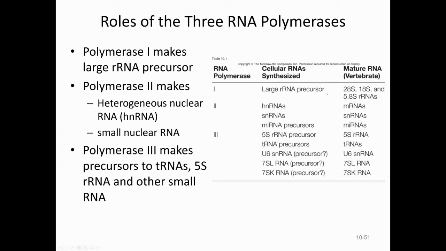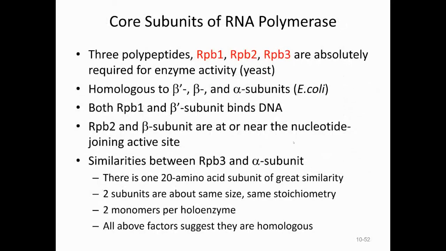Polymerase 1 synthesizes large ribosomal RNA, including 28S, 18S, and 5.8S ribosomal RNA. Polymerase 2 synthesizes messenger RNA and also heterogeneous nuclear RNA, and small nuclear RNA. And then polymerase 3 makes the precursor to the tRNA, 5S ribosomal RNA, and other small RNA.